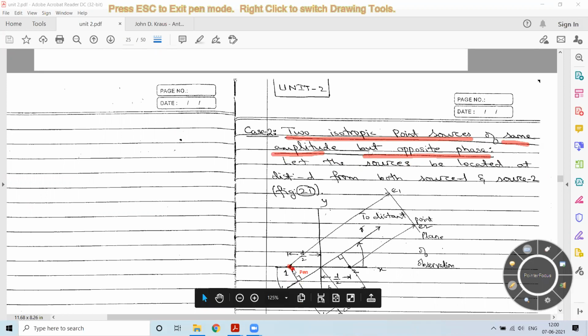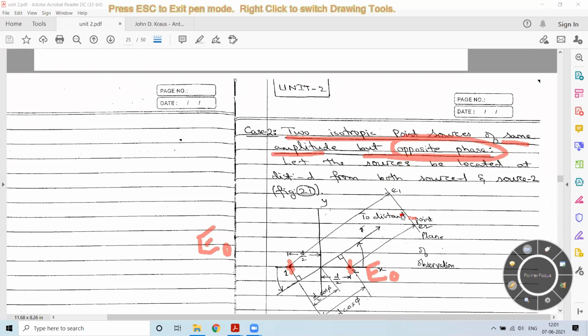So if I consider source 1, it is having the same amplitude. Both will be having a maximum amplitude of E naught. But when I consider the phase of 1 with respect to the phase of 2, they are opposite in phase. They'll be having a phase difference of 180 degrees or pi radians.